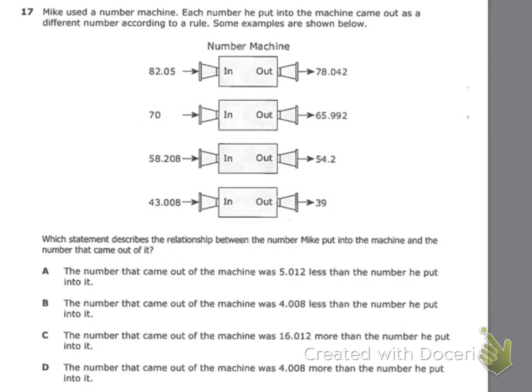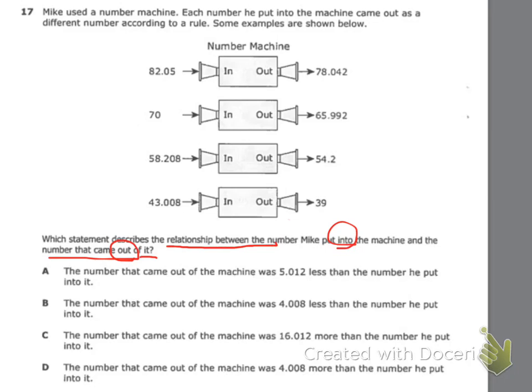Number 17. Mike used a number machine. Each number he put into the machine came out as a different number according to a rule. Some examples are shown below. Which statement describes a relationship between the numbers Mike put into the machine and the number that came out of the machine? So this is a relationship question.